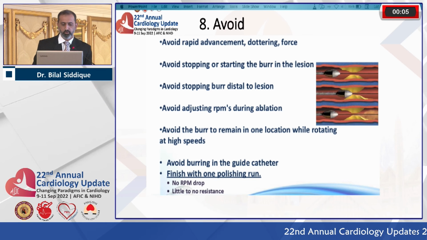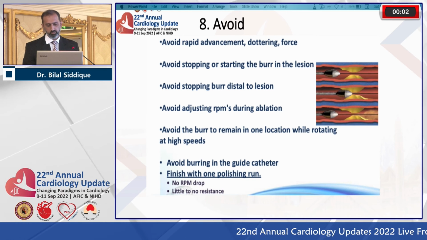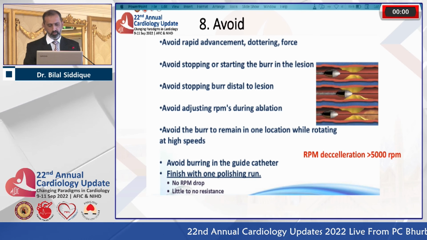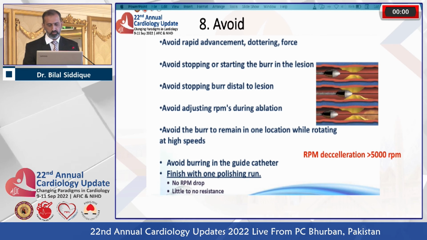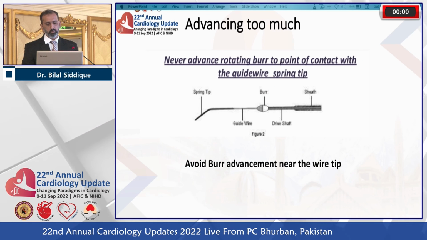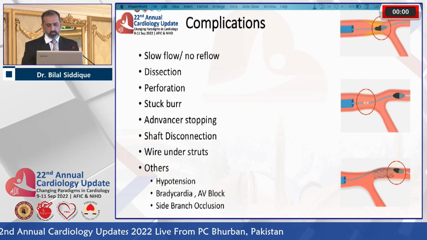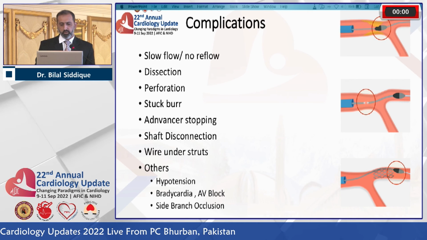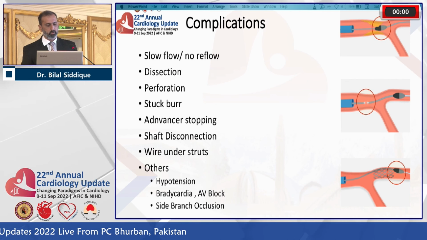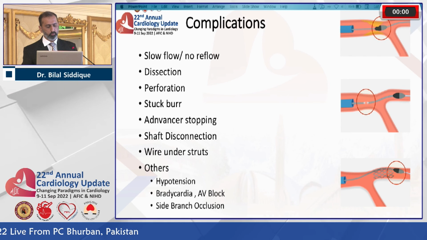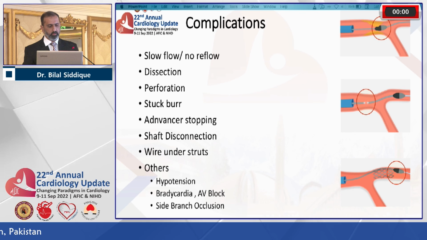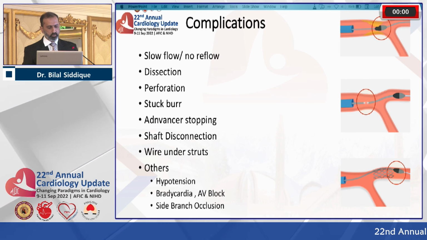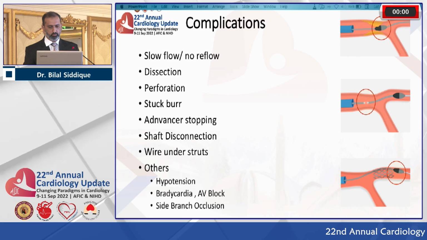Avoid adjusting RPMs during the ablation. If the burr stalls or the RPMs decline by more than 5,000 RPMs, you have to pull the burr, don't just leave it there. Don't advance the burr too much into the wire. Whenever there is rotablation, it's known to cause multiple complications. The most frequent is slow flow or no-reflow, then dissection, perforation, stuck burr, advancer stopping, shaft disconnection, wire adjusters. Hypotension, bradycardia, AV block, and side branch occlusion may also occur.